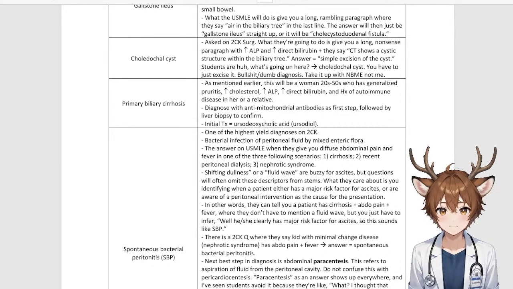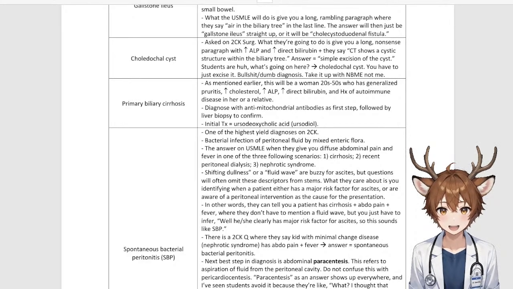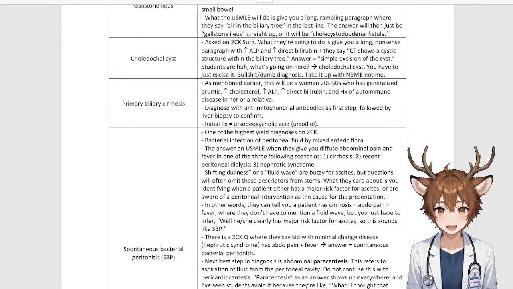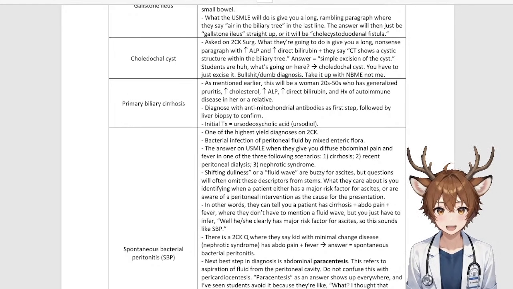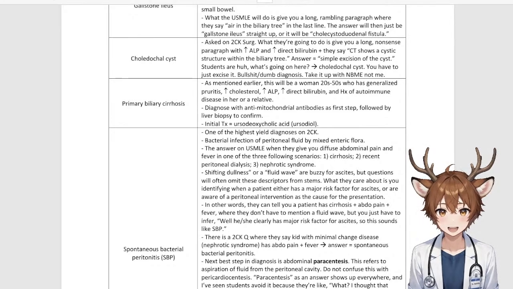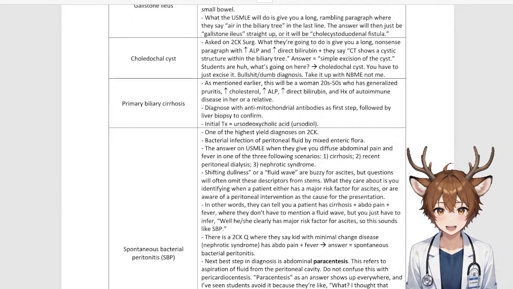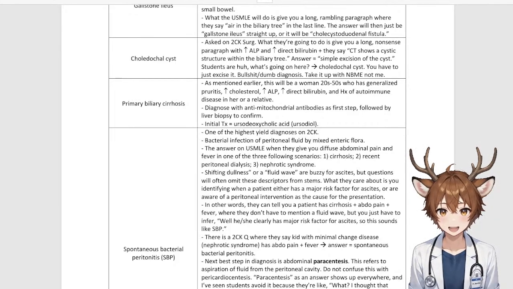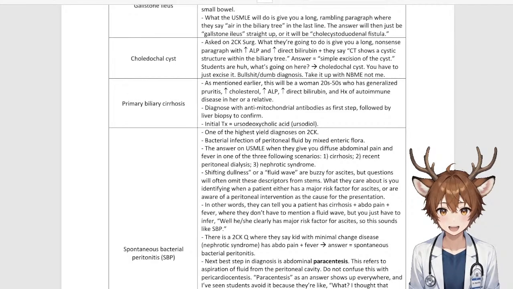Choledochal cyst. Asked on 2CK surgery, what they're going to do is give you a long nonsense paragraph with an increase in ALP and an increase in direct bilirubin. They say CT shows a cystic structure within the biliary tree. The answer should be a simple excision of the cyst. Students are like, what's going on here? Causing choledochal cyst. Yet you have time to just excise it. Ridiculous diagnosis. Take it up with NBME, not me.